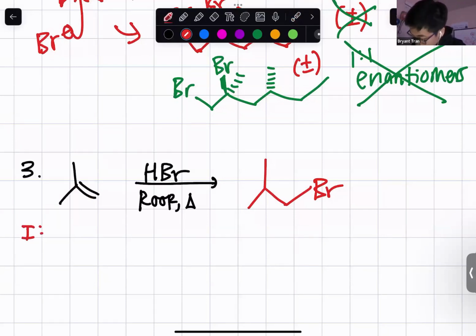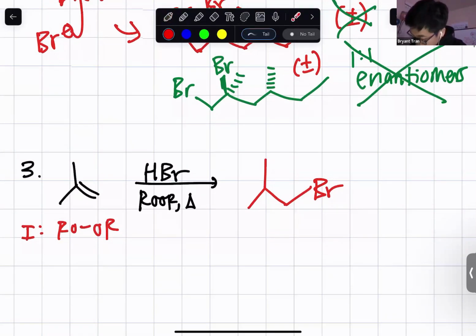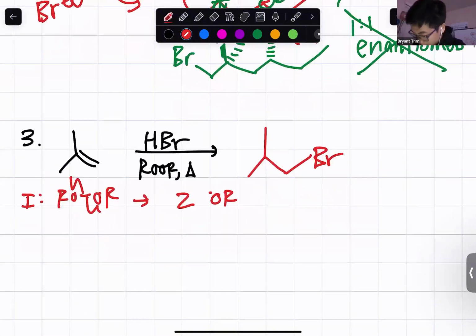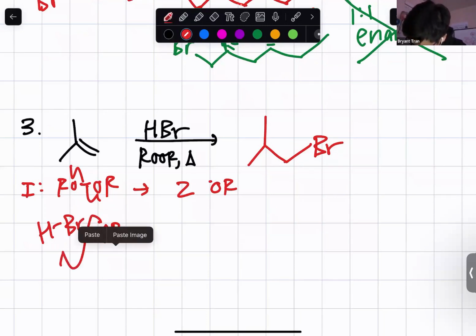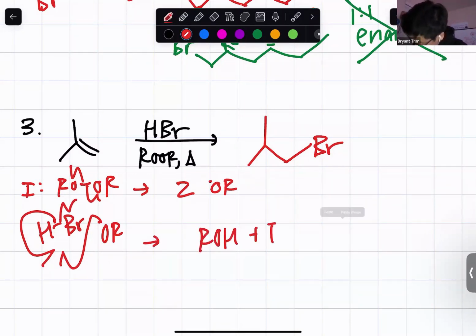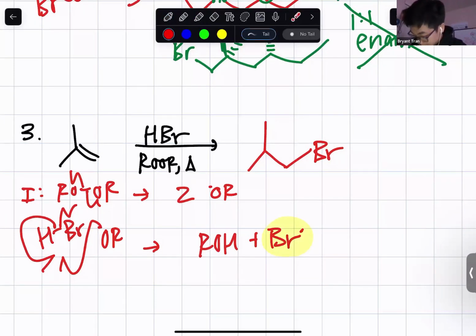Here's the mechanism. Initiation, I'm going to draw out the peroxide bond like this. The bond here has 2 electrons. One electron is going to go to one RO radical. The other electron is going to go to the other RO radical to create 2 RO radicals right there. One RO radical is going to react with the HBr, forming an ROH bond and creating a bromine radical like that. And this bromine radical here is the one that we are trying to get in the initiation step.